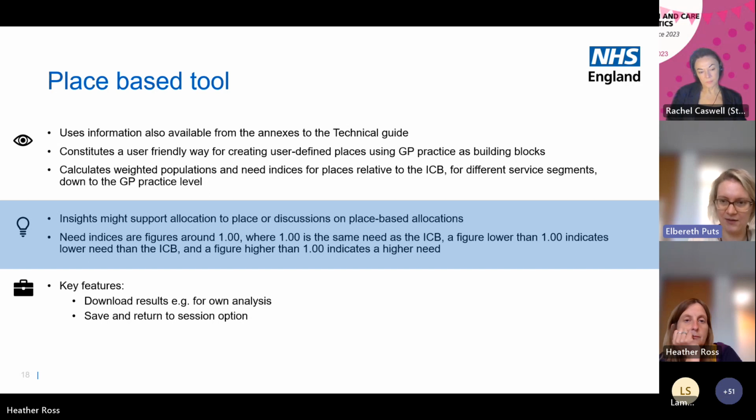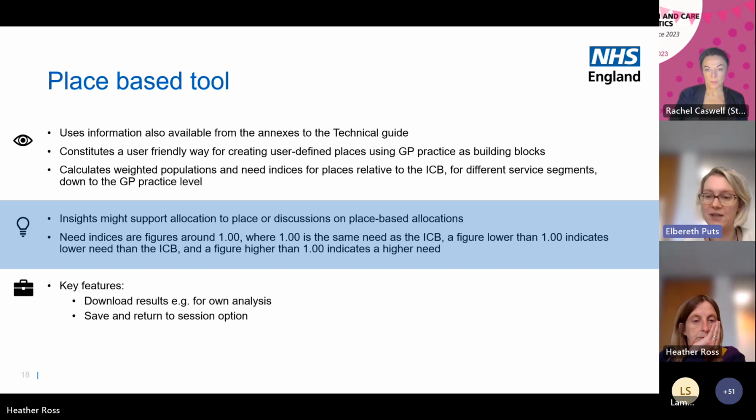An important difference between those spreadsheets and the tool is that the spreadsheets provide need indices relative to national need for individual GP practices as well as for the aggregate ICB level, whereas the tool provides weighted populations for those bespoke created places and then calculates need indices that are relative to the ICB. And the aim of providing that information is that those insights might be able to help inform discussions or even a method for allocating to place at the ICB level.